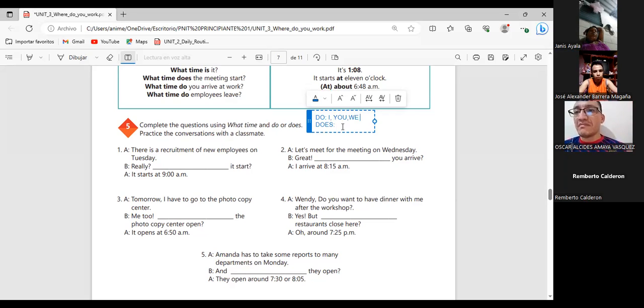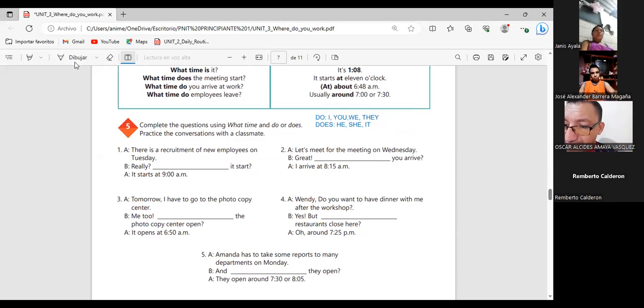Y miren, también incluimos en este caso al plural. Personas en singular y plural. Y luego la tercera persona le llamamos he, she, and it. Eso es lo que tienen que aprender a recordar y a sustituir también. Si podemos manejar esa información, se nos hará muy fácil. Entonces, practiquemos. Question number one. ¿De quién están hablando en la uno? Take a look at the example.